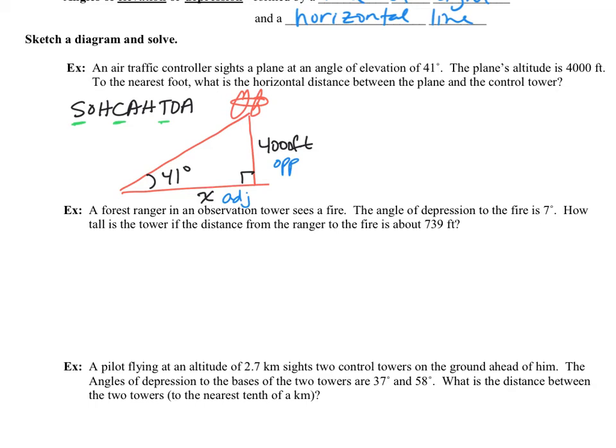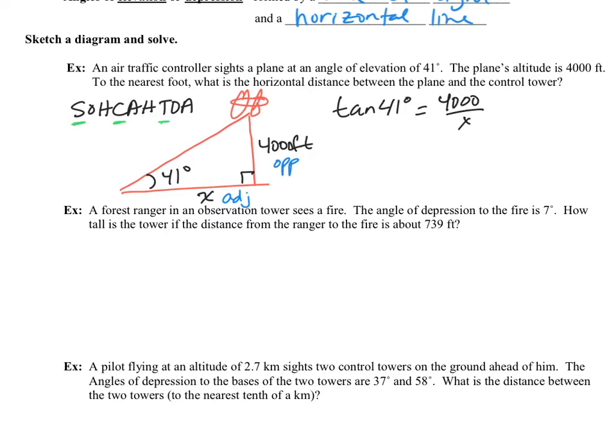So let's write an equation, and it would look like this. First of all, I'm going to write tangent, and that should be followed by the measure of an angle. The argument of a tangent function is an angle. So the tangent of a 41-degree angle is equal to the opposite side over the adjacent side. In this case, that would be 4,000 over x.